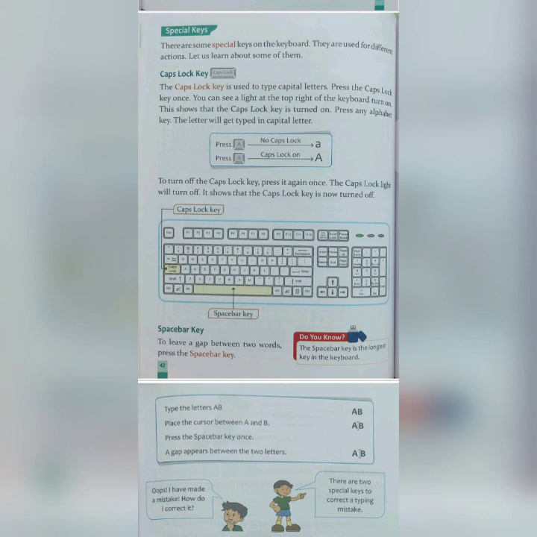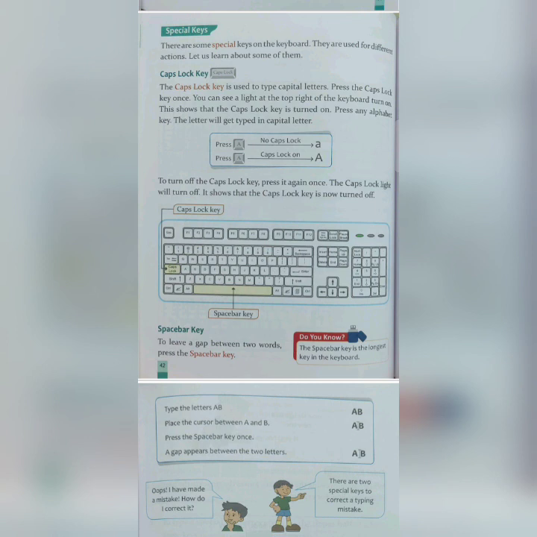First one is the caps lock key. The caps lock key is used to type capital letters. Press the caps lock key once. You can see a light at the top right of the keyboard turned on. This shows that the caps lock key is turned on. Press any alphabet key, the letter will get typed in capital letter.